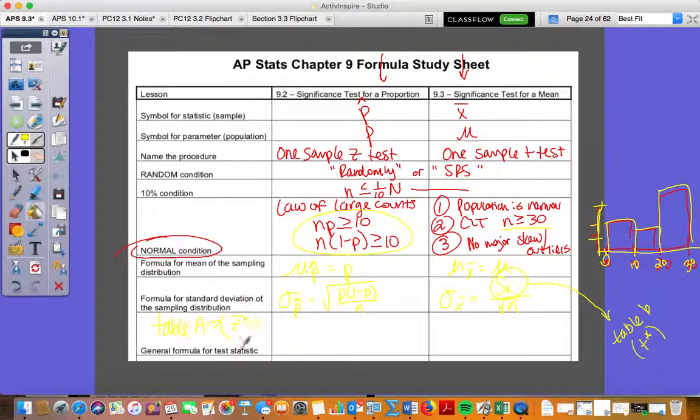Cool? All right, general formula for our test statistic. These are the same, okay? General formula. What would it be for our general formula, right?